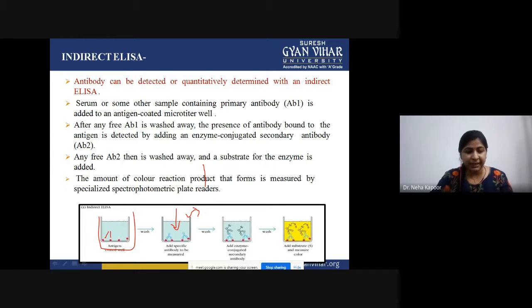As you can see, the secondary antibody is added, and here E is written. That means it is enzyme conjugated. This enzyme conjugated antibody is added. After that, again give it a wash so that unbound or excess antibodies can be removed. Once those unbound or excess antibodies are removed, next we will add the substrate.